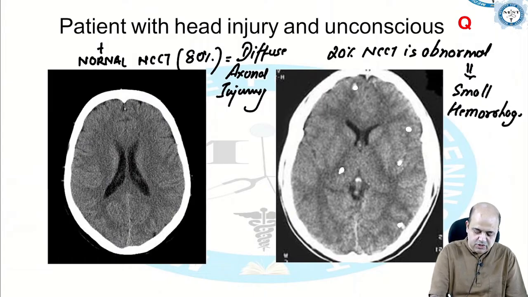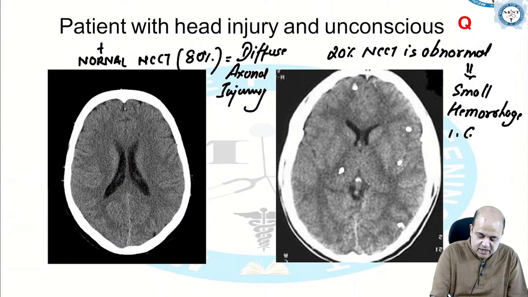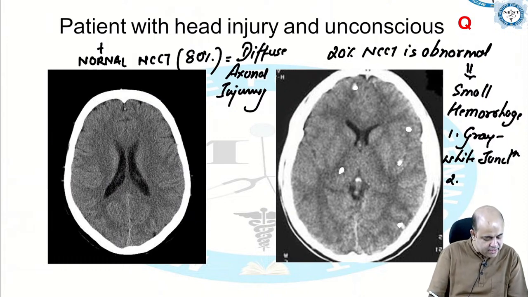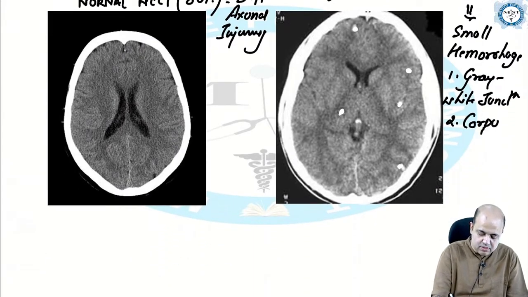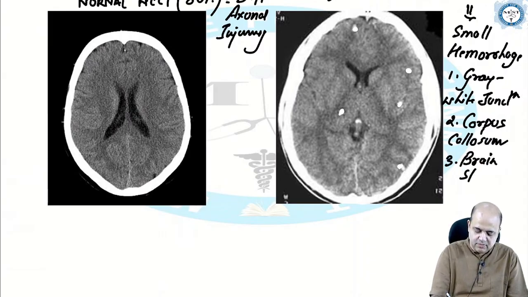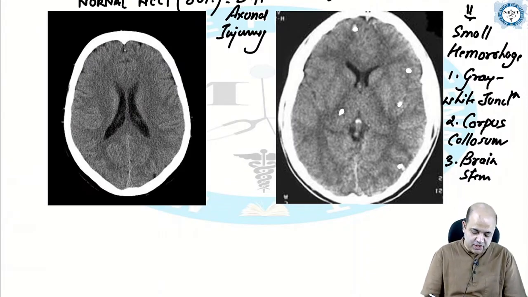Where are these hemorrhages located? They are located either at the gray-white matter junction, or in the corpus callosum, or in the brainstem. These are the classical sites of hemorrhage in a case of diffuse axonal injury.